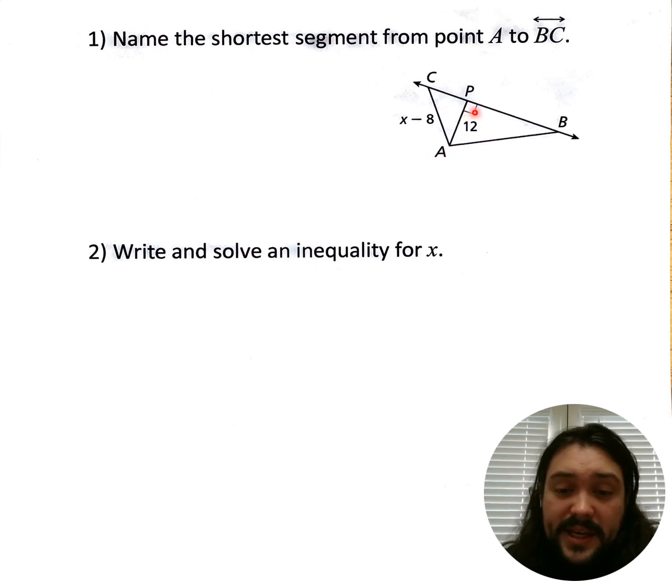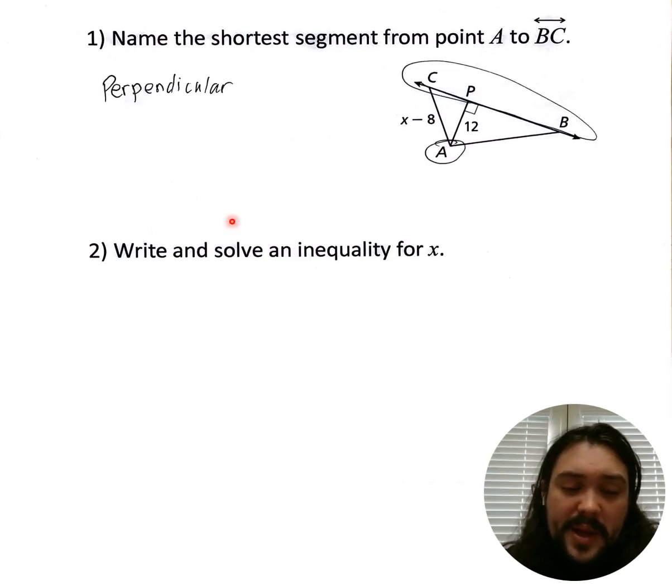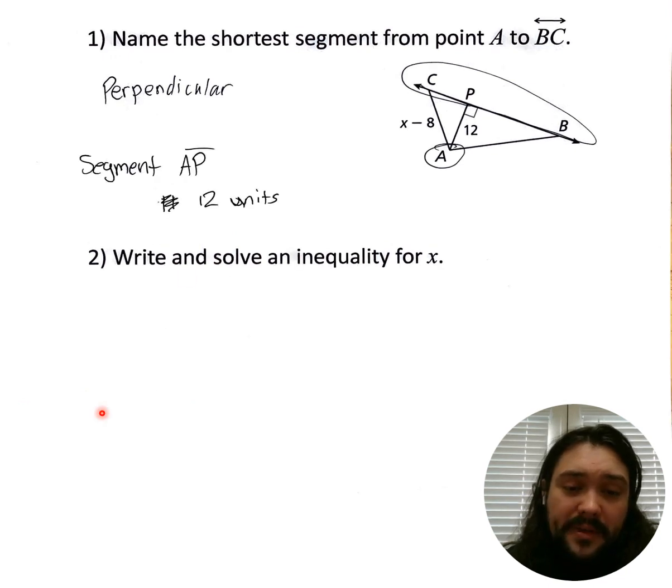So this AP line is perpendicular to BC. We know that from this right angle symbol here. So we can say that segment AP is our shortest distance, and that distance is 12 units. It doesn't tell us if that is 12 inches or whatever, just 12 units.